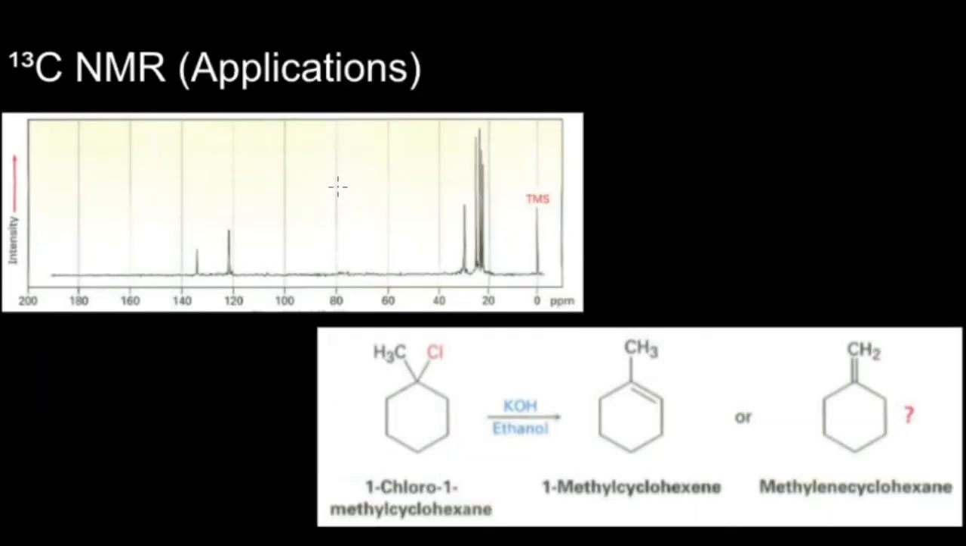In addition, carbon-13 NMR is really useful because we can determine the environment of each carbon atom. For example, in an experiment, if we have two possible products, like the diagram shown, we can use the NMR spectrum to determine which is the right product. And in this case, it is the one on the left.